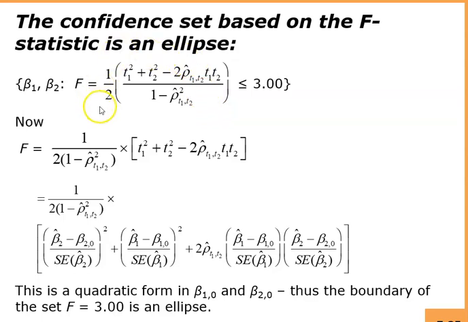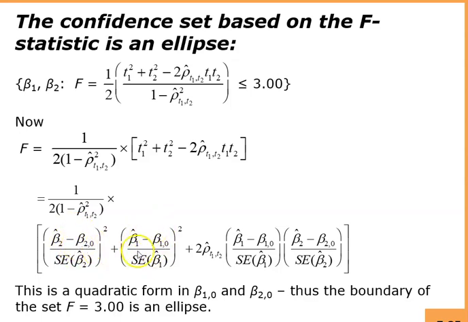So once again we get back to this formula to calculate the F-stat, and if the F-stat that we calculate for beta 1 and beta 2 is less than or equal to 3, we can fail to reject the null hypothesis. So if we plug in the values of T1, T2 and the correlation coefficient in this formula for the F-stat, we basically get this formula over here. So T1 can be written like this, T2 can be written like this.